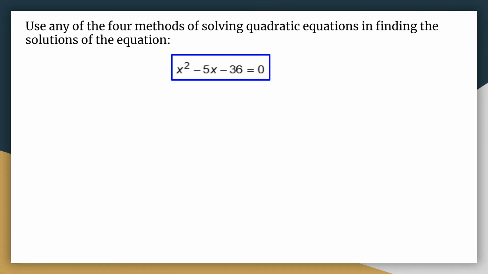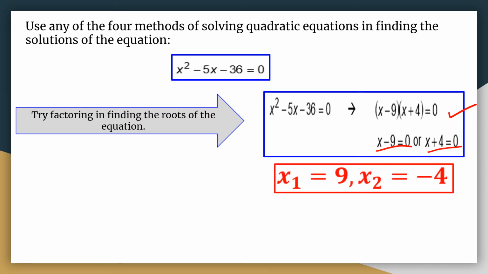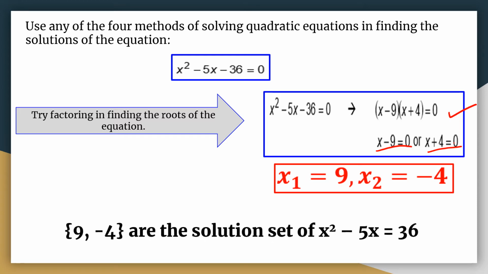So given is x squared minus 5x minus 36 equals 0. We may factor this one. The factors are (x minus 9) and (x plus 4). Then by zero product, we have x minus 9 equals 0 and x plus 4 equals 0. Then we can get the roots, which are 9 and negative 4. So that is a simple distributive property and transposition. So the roots are 9 and negative 4.